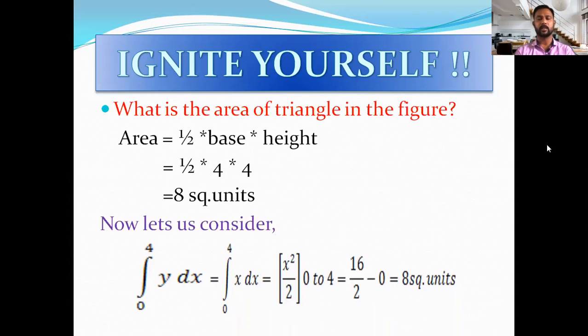Integral of x, we know it is x square by 2. Between the limits 0 and 4, substituting upper limit first, 16 by 2 minus lower limit 0 is equal to 8 square units. What we saw is that using the basic formula, half base into height, and using the integral, we got the same result. Therefore, we are equating the area to the integral 0 to 4 y dx. Let us generalize this thing.